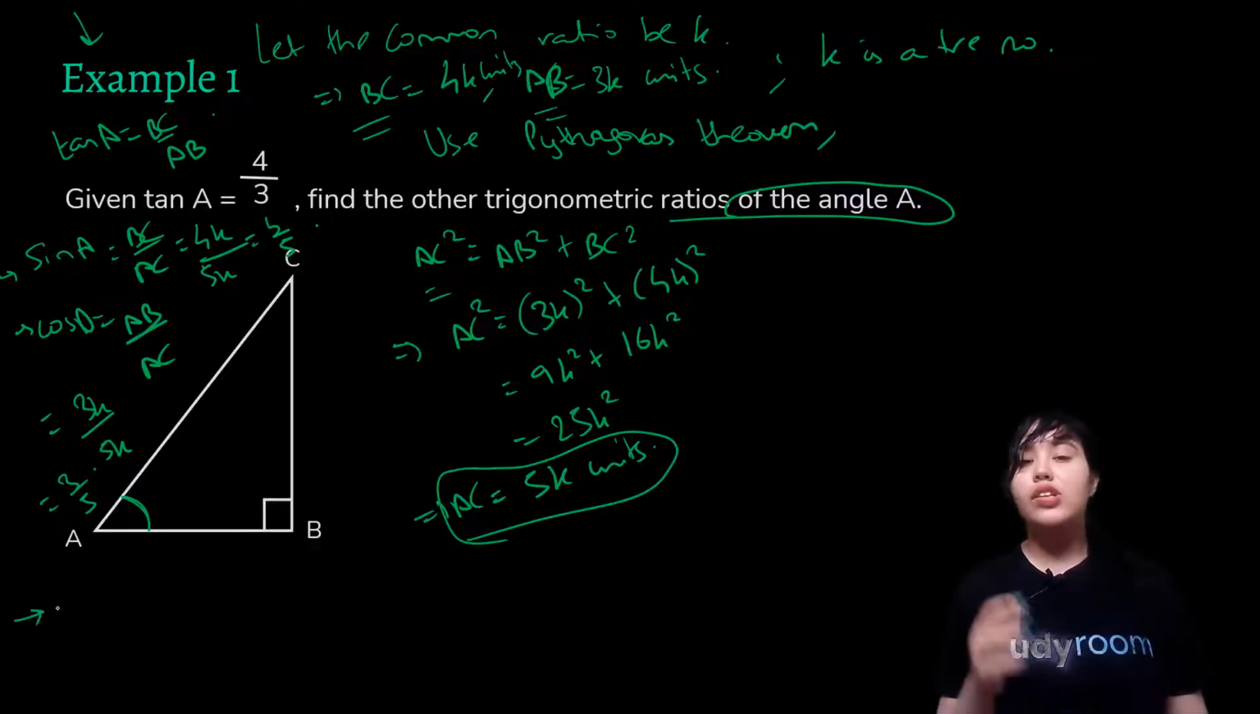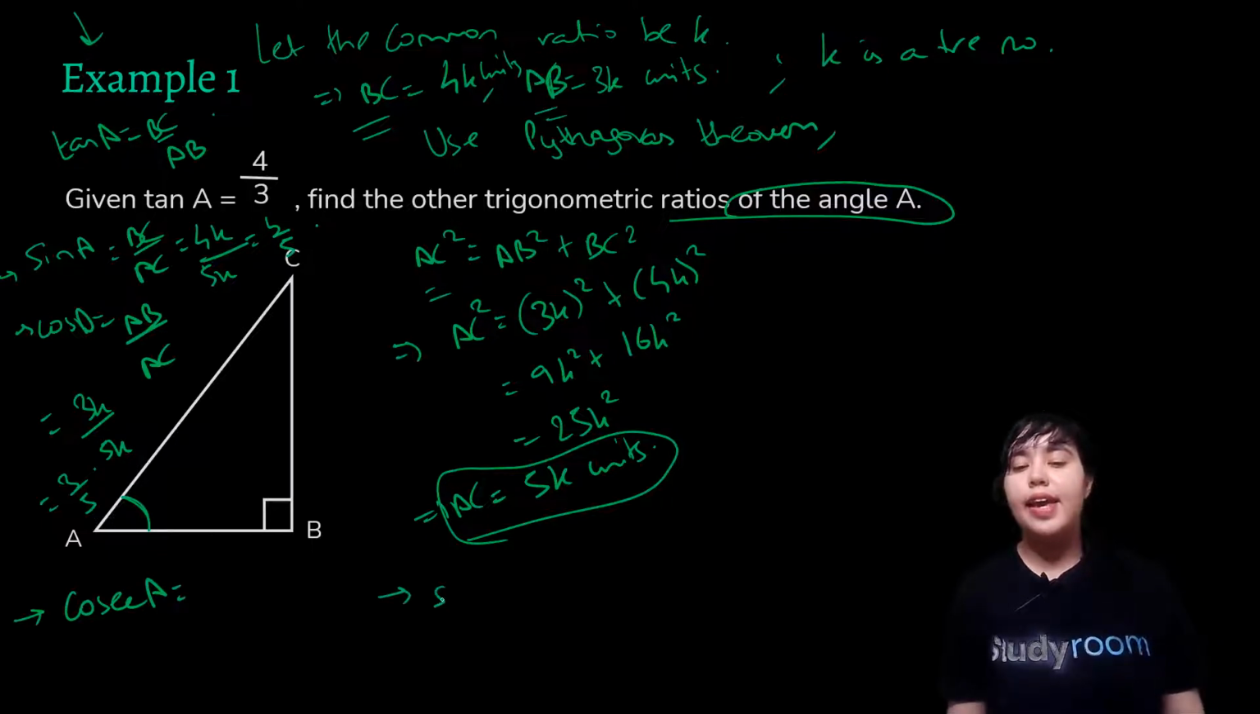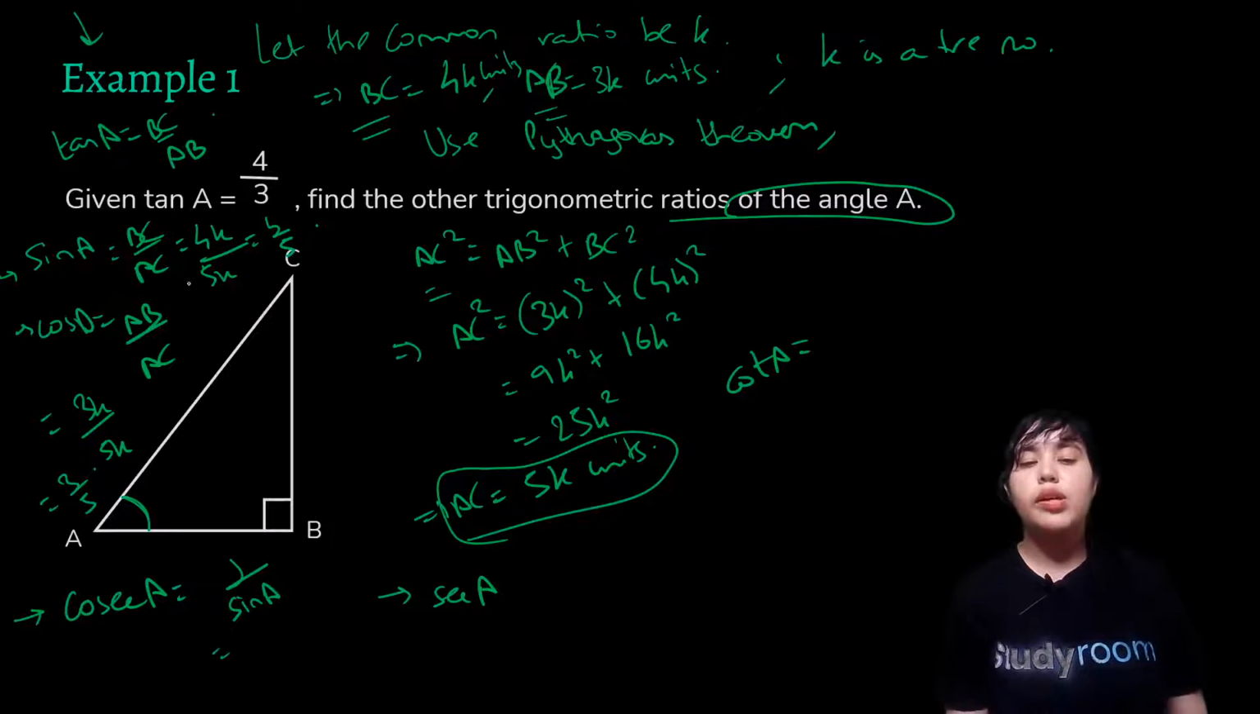Now you need to find out the three more trigonometry ratios, so that the total number becomes 6. So now you tell me what is cosec A, what is sec A, and what is cot A. So cosec A is 1 upon sin A. So 1 upon sin A will become what? 5/4. Sec A is 1 upon cos A. So 1 upon 3 upon 5 will become 5 upon 3.